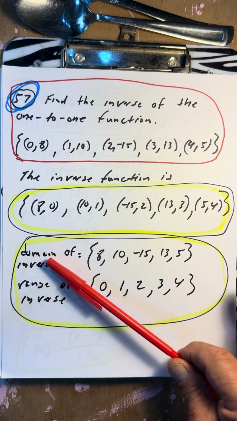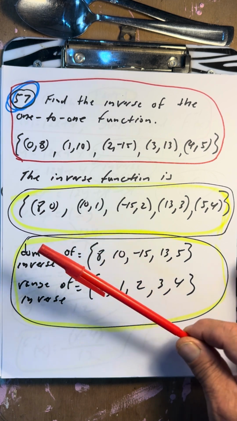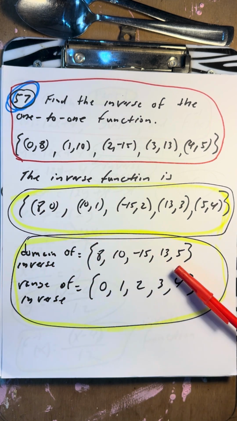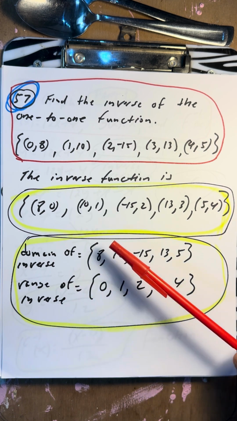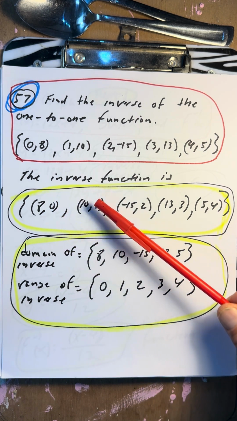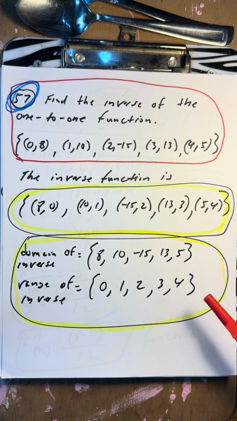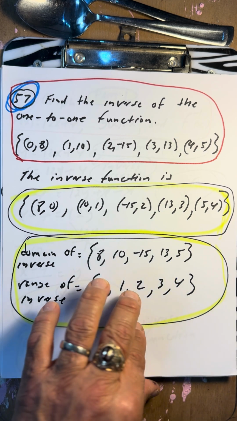What is the domain of the inverse? All the first numbers, 8, 10, 8, 15, 13, and 5. What is the range of the inverse? All the second numbers now, 0, 1, 2, 3, 4. Okay.